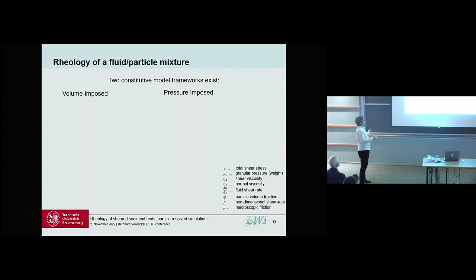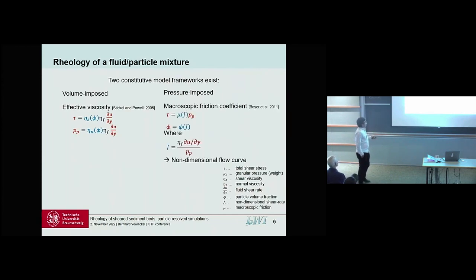And those two frameworks can be recast into constitutive equations. If you think of volume imposed, classically, you would think of the shear stress and the granular pressure as an effective viscosity that alters the clear fluid viscosity, eta_F, by some prefactor in the shearing direction, but also in the normal direction as a response to your particle pressure. Another way to think of it is the macroscopic friction rheology, the mu of J, where you have the macroscopic friction as a function of the non-dimensional shear rate J, and also the volume fraction, since we are able to expand our sediment bed, becomes a function of that too.